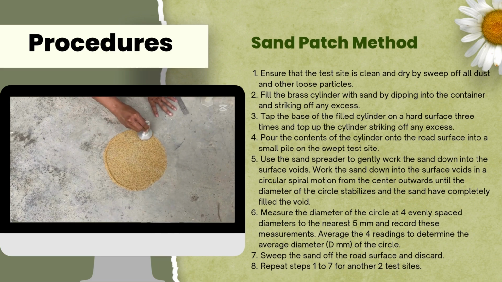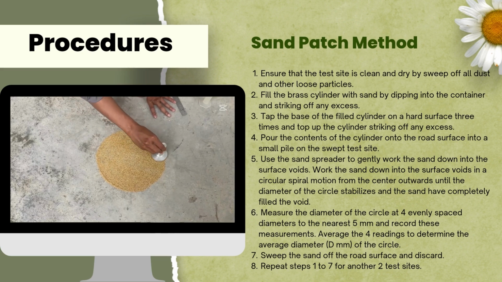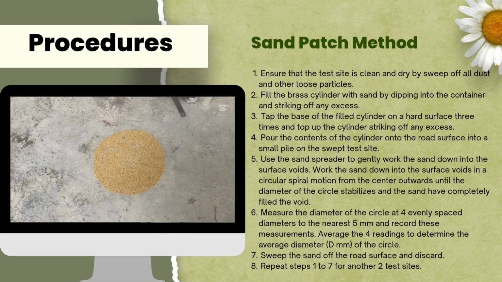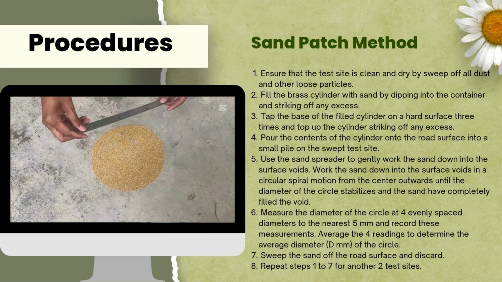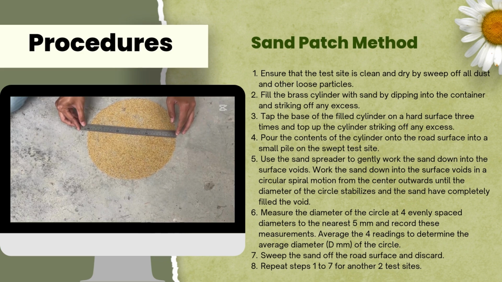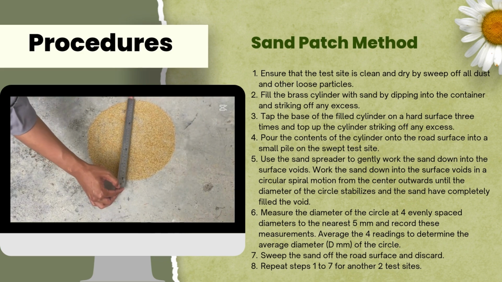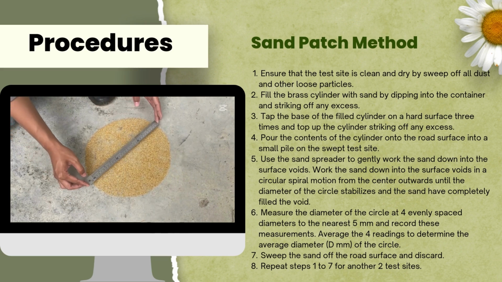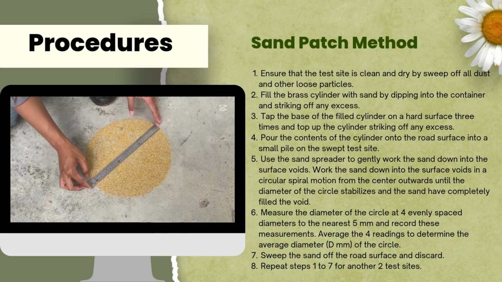Number 6. Measure the diameter of the circle at 4 evenly spaced diameters to the nearest 5 mm and record the measurements. Average the 4 readings to determine the average diameter of the circle. Number 7. Swab the sand off the road surface and discard. Lastly, repeat steps 1 to 7 for another 2 test sites.